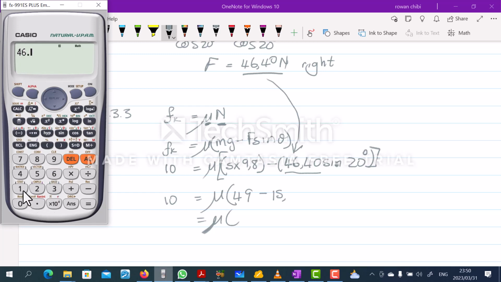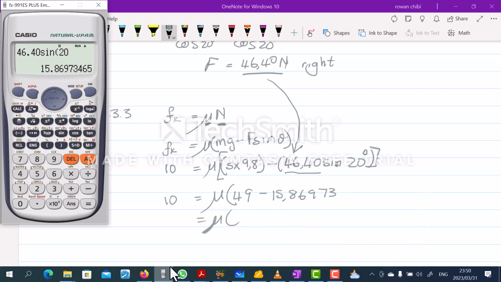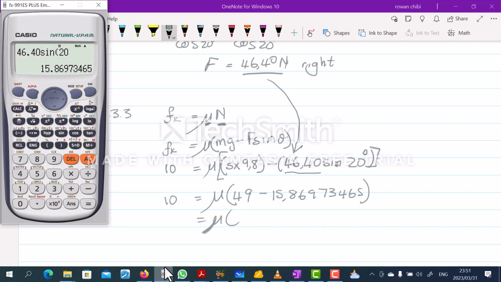It's 46,40 sine 20. So we need to write all of that answer here. So it's 15,869.73465. Yeah, so we write everything down so that we don't go out of the range. We will round off in the last answer. You don't round off in the middle of your calculation. So then let's just subtract 49 here.